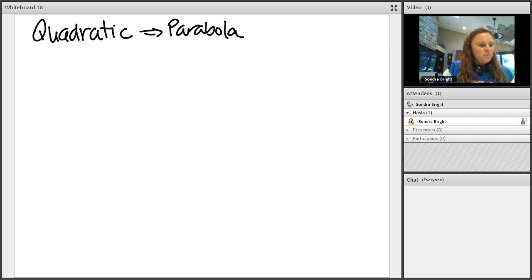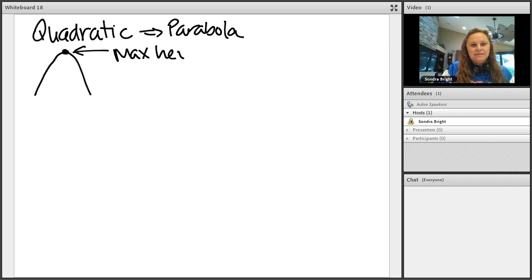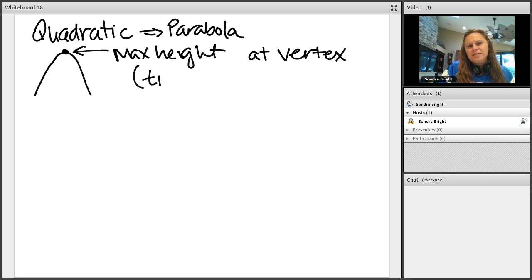And here's what we know. If a ball gets thrown up, it must come down, and it will always be in a parabolic shape like that. And the maximum happens there. The max height is always at the vertex. The max height is at the vertex, and your x value will really be t for time, and then the y value is going to be the height of your ball or whatever is thrown.